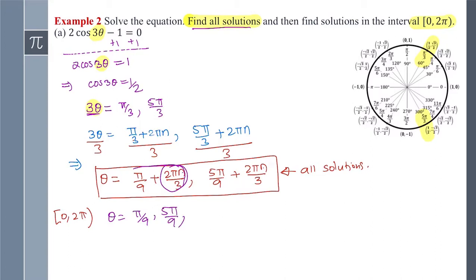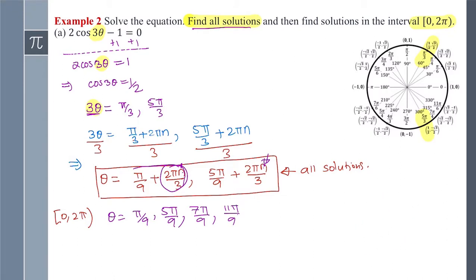Then if I take n equals 1 here, I get pi over 9 plus 2 pi over 3, which gives us 7 pi over 9. And then if I take n equals 1 in the second one, I get 5 pi over 9 plus 2 pi over 3, which is 11 pi over 9. Still, this is less than 2 pi. Once we get a value that is greater than 2 pi, we have to stop. So still, this is not greater than 2 pi, so we keep going on.